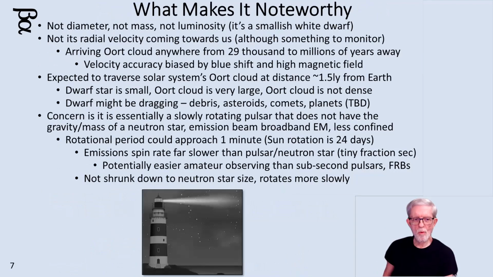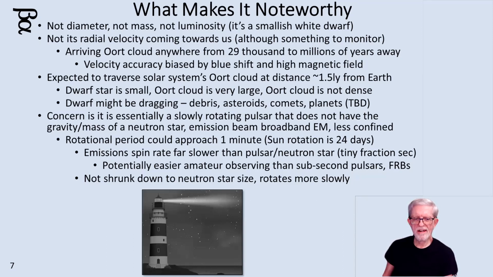But what makes it noteworthy is not its diameter, its mass, or its luminosity. It's kind of a smallish white dwarf. Not specifically its radial velocity moving towards us. It might pass into the Oort cloud anywhere from 29,000 to millions of years from now. So that's not an issue. But we do need a better calculation on its velocity accuracy towards us. Like I said, it's expected to traverse the Oort cloud at about 1.5 light years from Earth.